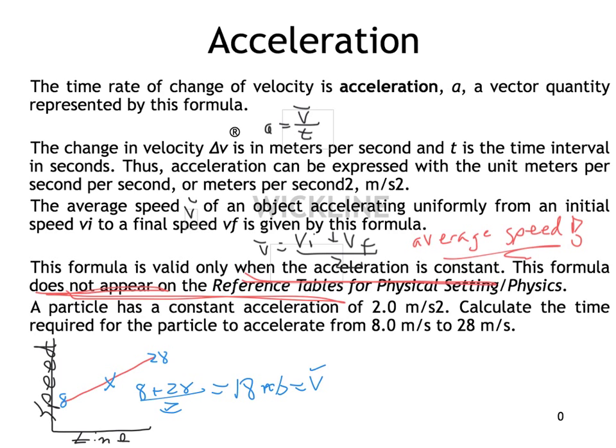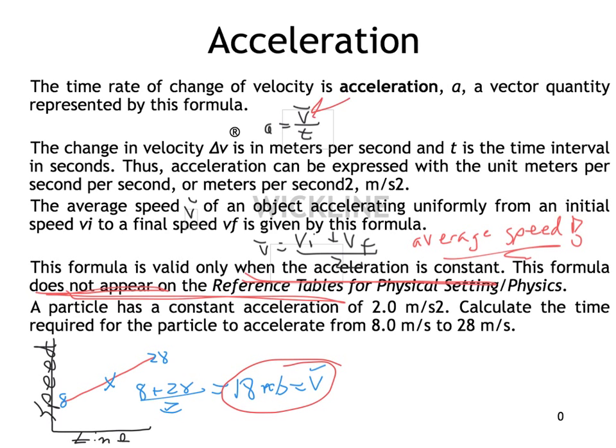All right, so let's answer this final question. It says that a particle has a constant acceleration of 2 meters per second squared. Calculate the time required for the particle to accelerate from 8 to 28. As it turns out, we've done part of the work already because we just need to use this equation that says that acceleration is average speed over time. And I just found the average speed. I'll circle it in red. It's 18 meters per second.